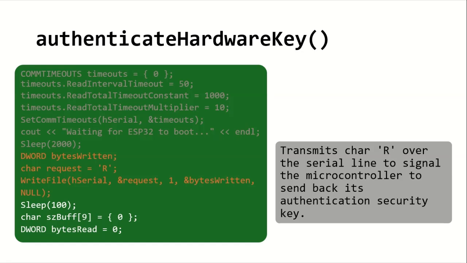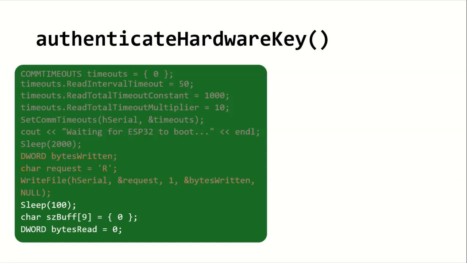Then we start writing. We transmit a character R over the serial line to signal the microcontroller and wait for it to send the serial key, which is the key we require. We need to match the key and send the response to the microcontroller to show a visual that we have successfully, or have failed, the authentication process.